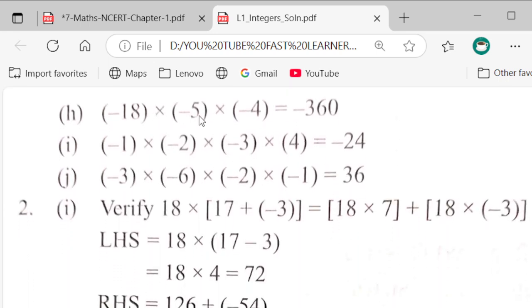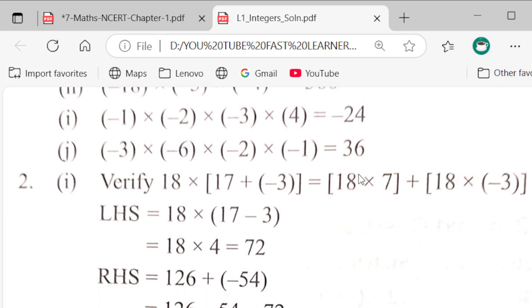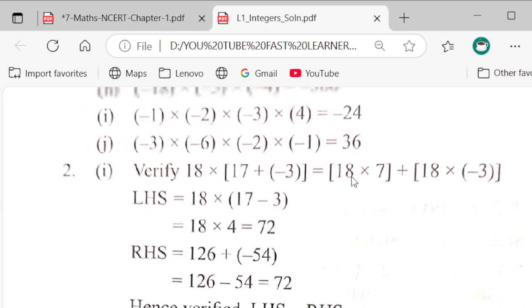Here three negative numbers you are multiplying, so your answer is going to be negative. Here you are multiplying three negative numbers again. 1 2s are 2, 2 3s are 6, and 6 4s are 24. So here minus 24 is the answer. And then here four negative numbers you are multiplying, the answer will be positive.